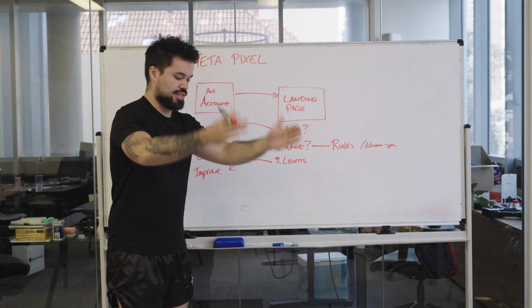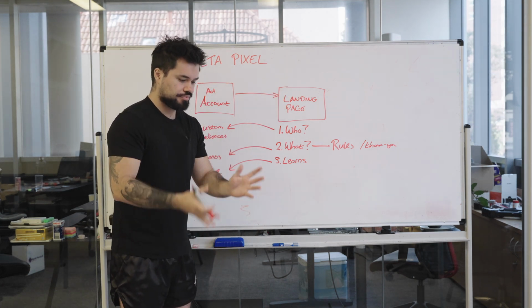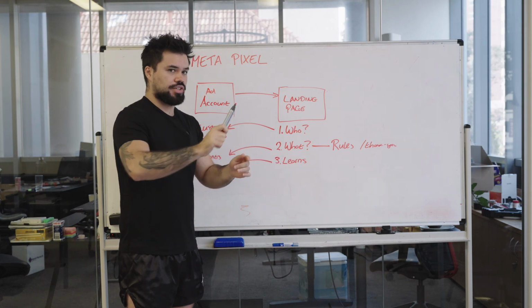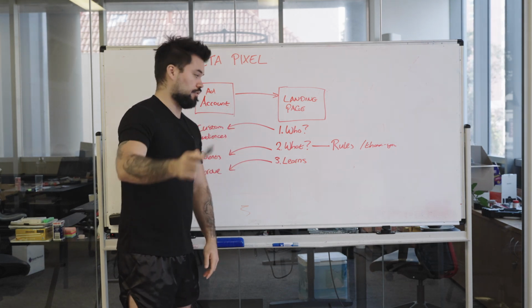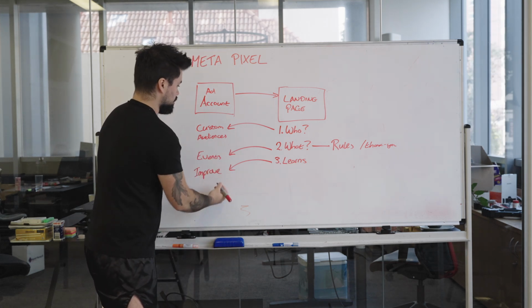It goes, all right, now I have a sample size of 50 people that I can look at and go, what do these 50 people have in common? What did they do to get here? I'll just do more of that. And so your ad performance will improve over time.